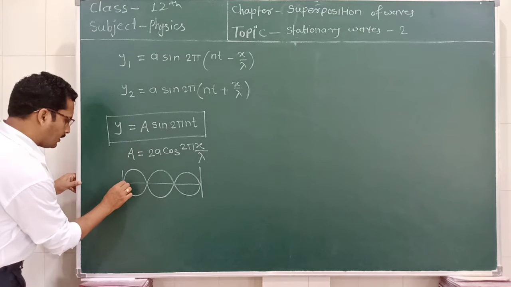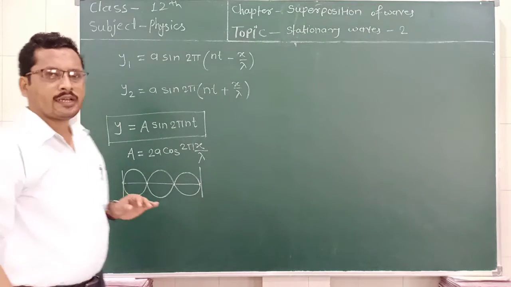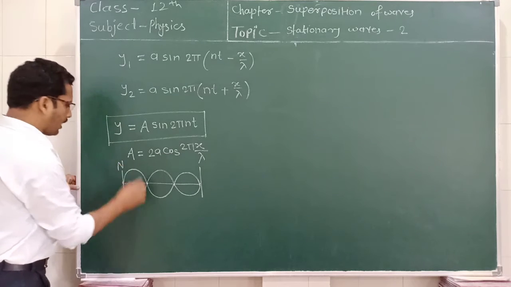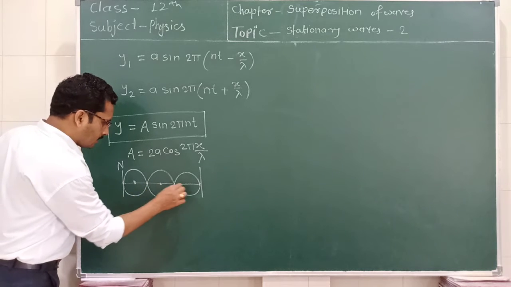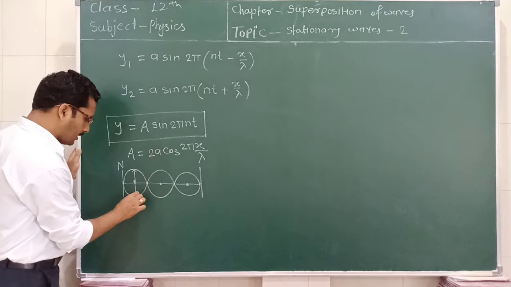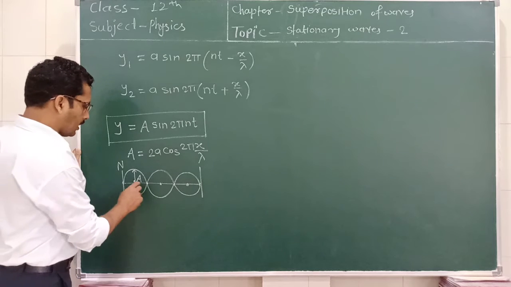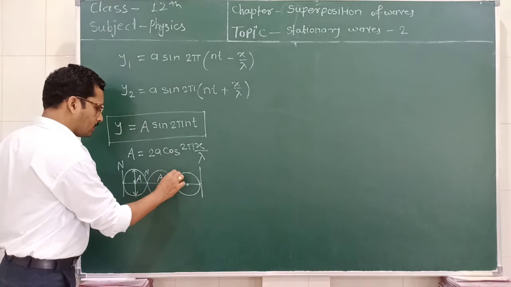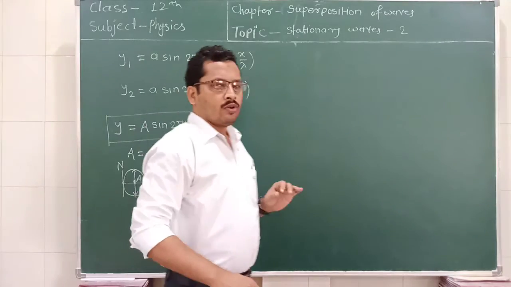Here, these points vibrate with a minimum amplitude, and such points are called nodes. They are denoted by capital N. And this point may vibrate with the maximum amplitude. Such types of regions are known as antinodes. Again, this is a node, this is an antinode, this is a node, and this is an antinode. This is a node.